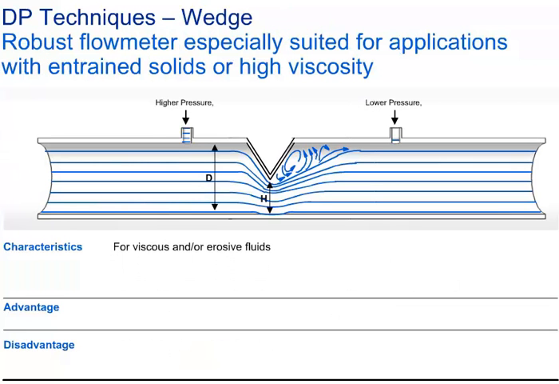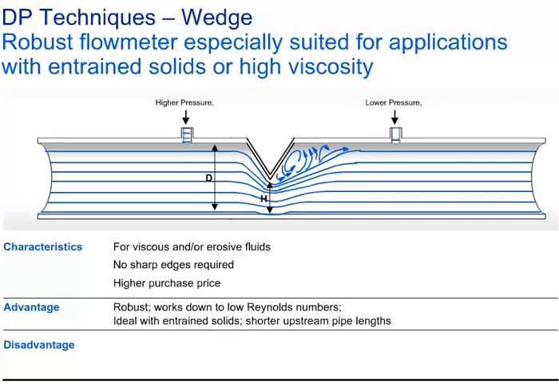Wedge meters are particularly suited to the measurement of viscous and/or erosive fluids. The restriction is V-shaped, hence the name wedge, on one side of the pipe, and it is characterized by the H/D ratio, which is the opening under the wedge divided by the internal meter diameter. Unlike an orifice plate, the performance of the wedge does not rely on maintaining sharp edges. It has a higher purchase price than an orifice plate and is still expensive to install.